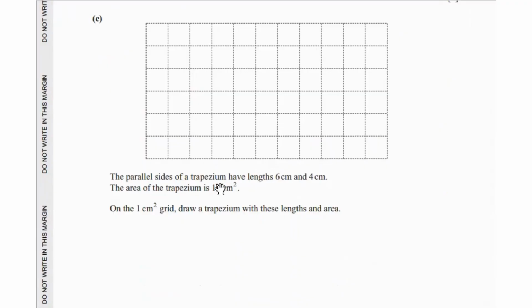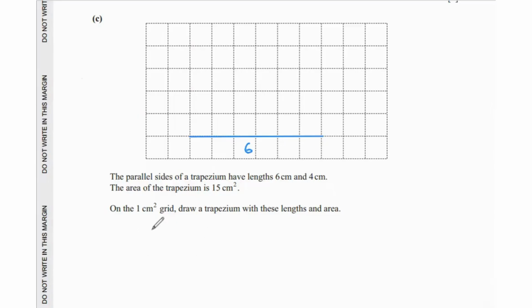Then the parallel sides of a trapezium have lengths 6 centimeters and 4 centimeters. The area of the trapezium is 15 centimeters squared. On the 1 centimeter square grid, draw a trapezium with these lengths and the area. So the parallel sides are 6 and 4. 1, 2, 3, 4, 5, 6. And area is 15.